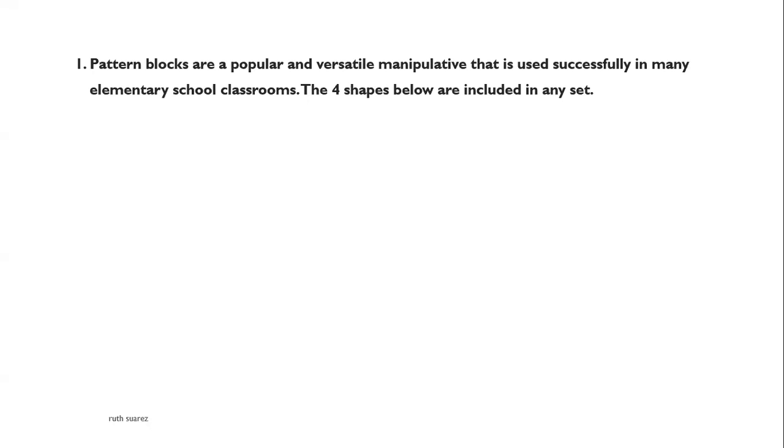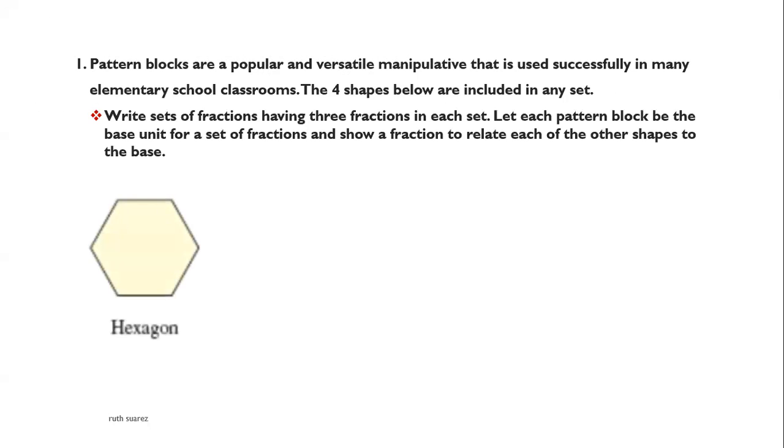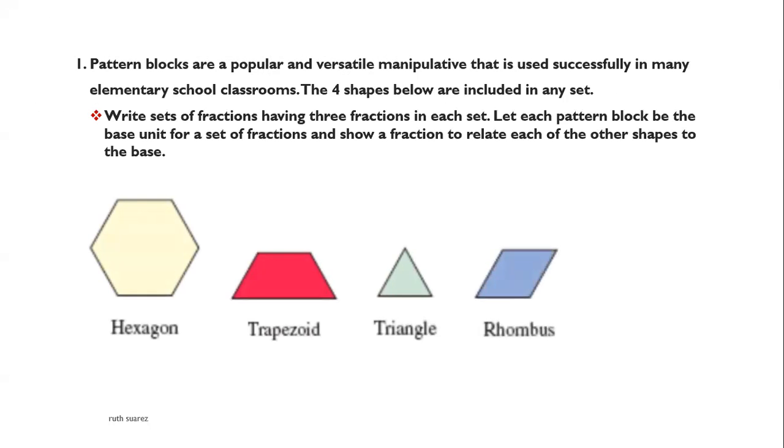The 4 shapes below are included in any set. So before we get started, I'm going to put the 4 shapes here. We have a hexagon, a trapezoid, a triangle, and a rhombus. I think that's how you say it. So the first thing we have to do is write sets of fractions having 3 fractions in each set. Let each pattern block be the base unit for a set of fractions and show a fraction to relate each of the other shapes to the base.